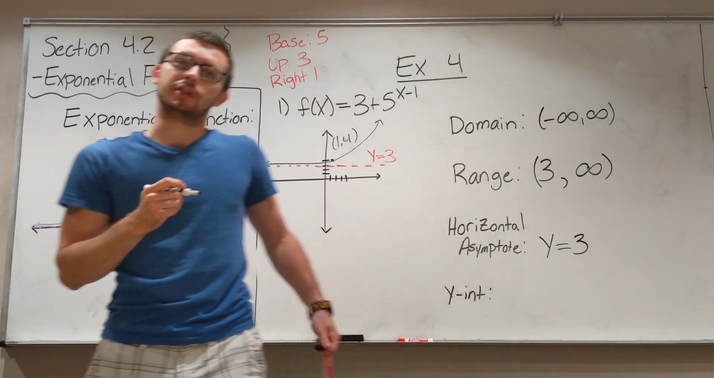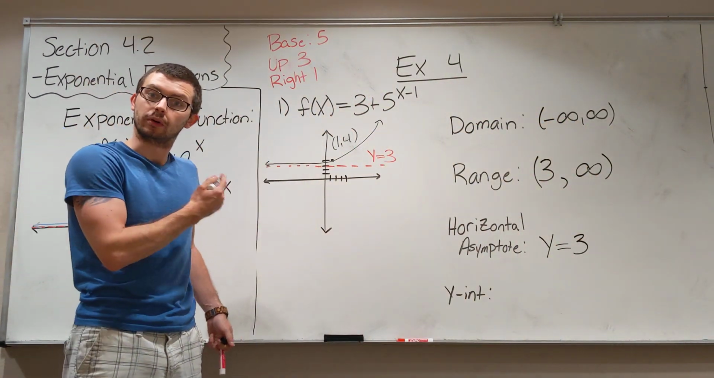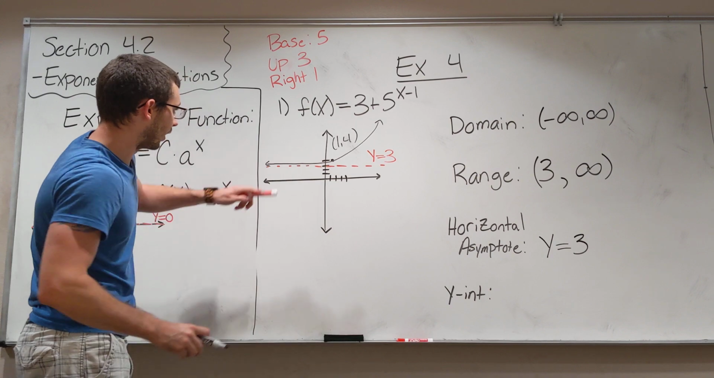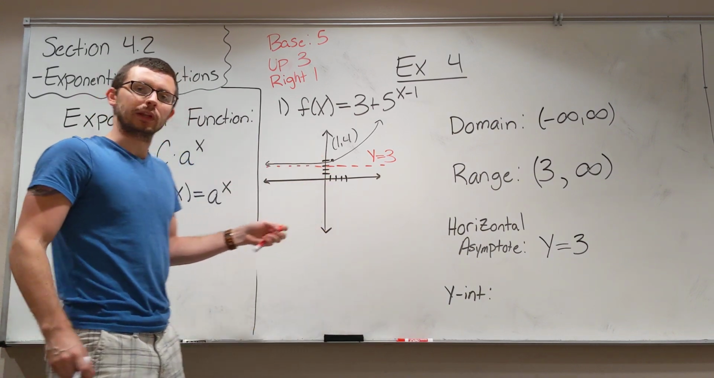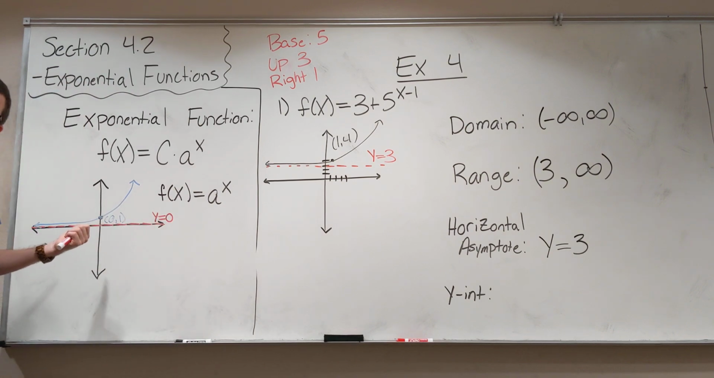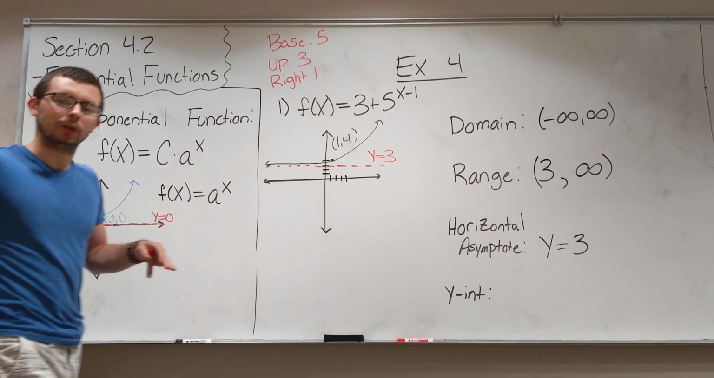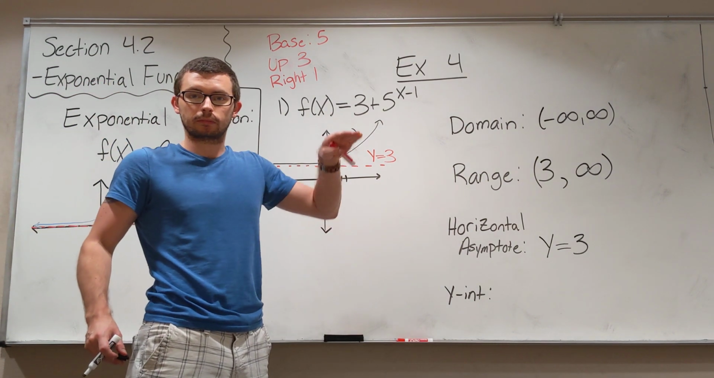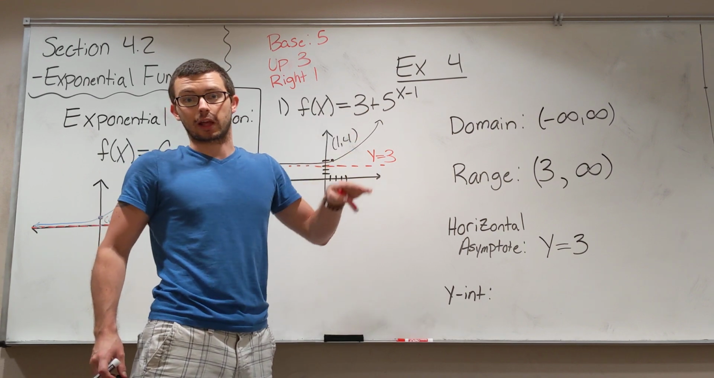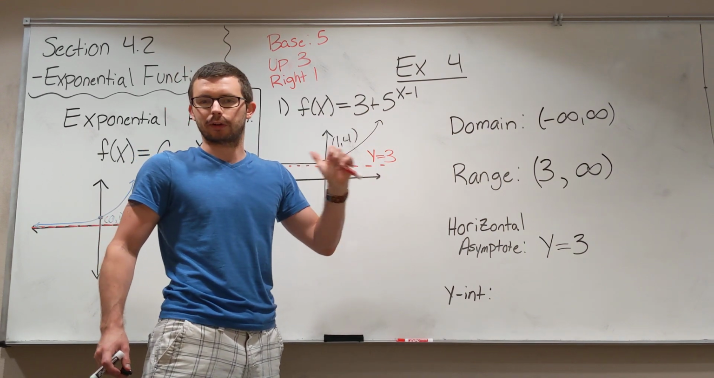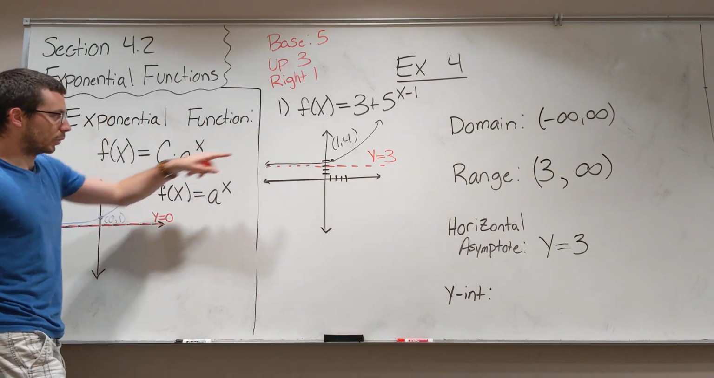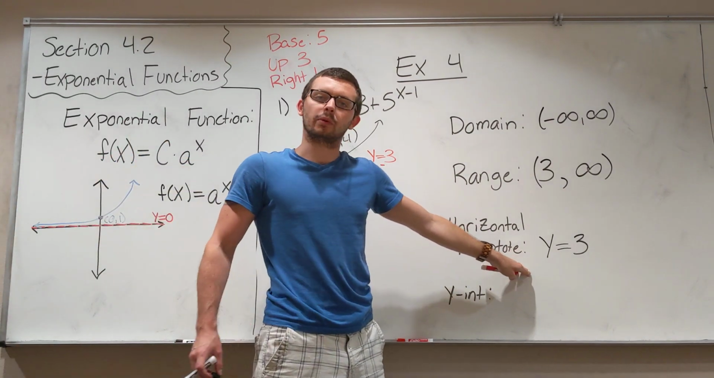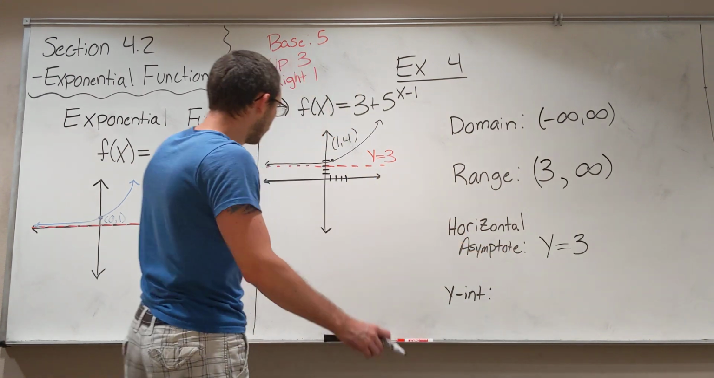Every exponential function has a horizontal asymptote, and the placement of the horizontal asymptote in relation to the parent function simply depends upon how much you shift up or down. Just up or down. Left or right doesn't affect the asymptote at all. So since we went up 3, the asymptote went up 3, and we conclude the horizontal asymptote with this.